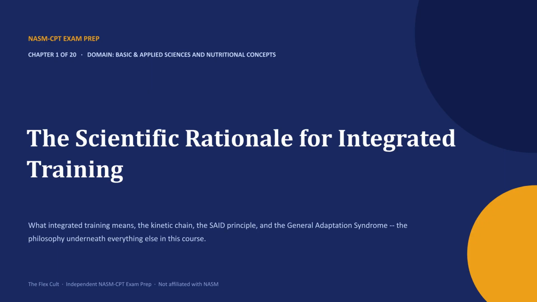This is Chapter 1 of 20, Basic and Applied Sciences and Nutritional Concepts. Today's lesson is the scientific rationale for integrated training. We're going to cover what integrated training actually means, the kinetic chain, the SAID principle, and the General Adaptation Syndrome. Think of this lesson as the philosophy underneath everything else in this course. Once you understand these four ideas, almost everything in later lessons will make a lot more sense.